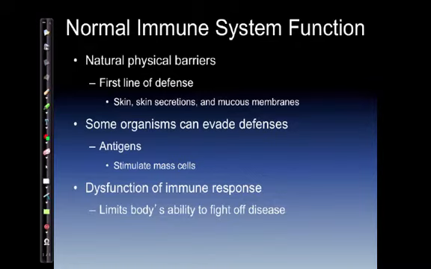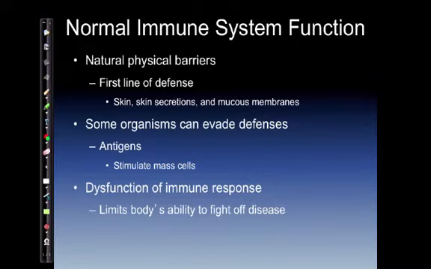Normal immune system function. We have natural physical barriers, which are the first line of defense, things like the skin, the secretions that are on top of the skin, and our mucous membranes. Some organisms can invade our defenses, like they present with antigens, and anything that would be considered a foreign invader to the body is going to be an antigen. Particles of organisms that stimulate the immune response is what an antigen is.